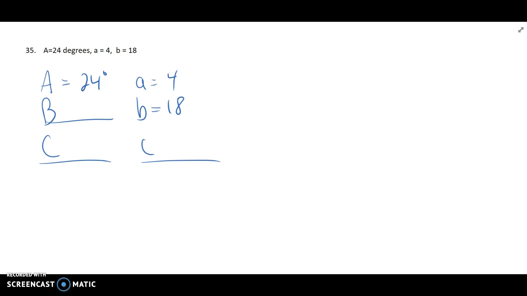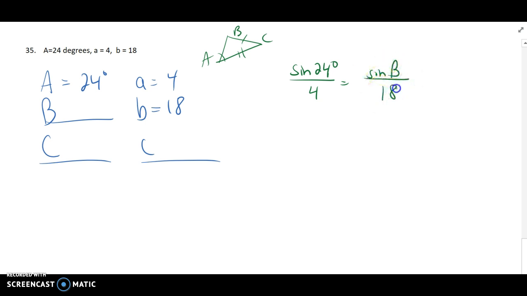This is question number 35. And I have this given information. If I drew the triangle, triangle ABC, we have angle A, we have little a, and we have little b, which makes it a side-side-angle case. So we would use the law of sines to set this one up. Sine of A over a equals the sine of B over b. We can cross multiply. 4 times the sine of B is equal to 18 times the sine of 24.